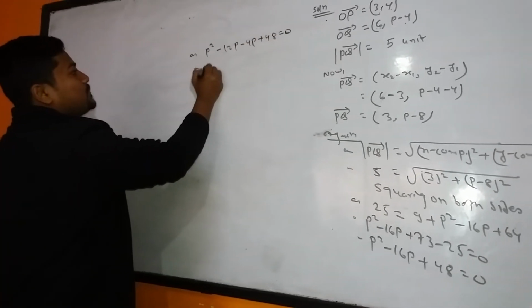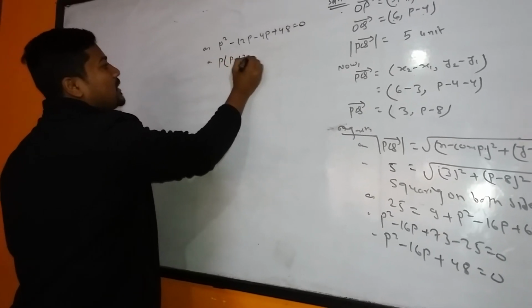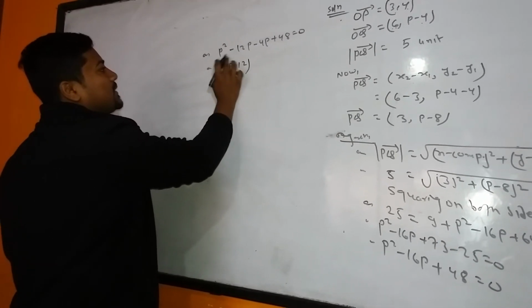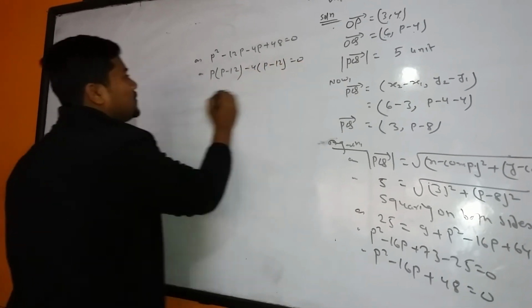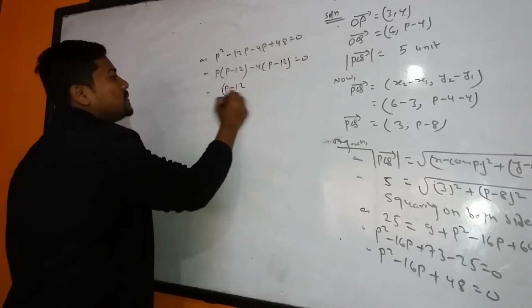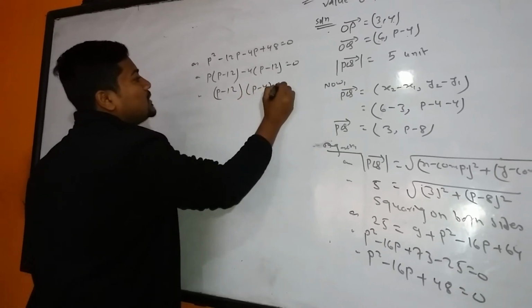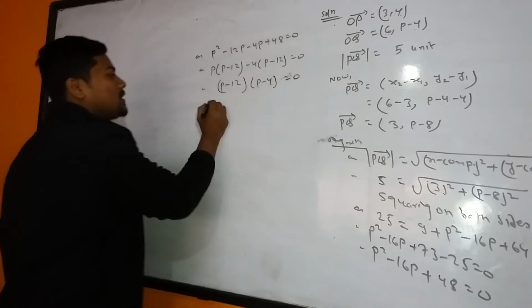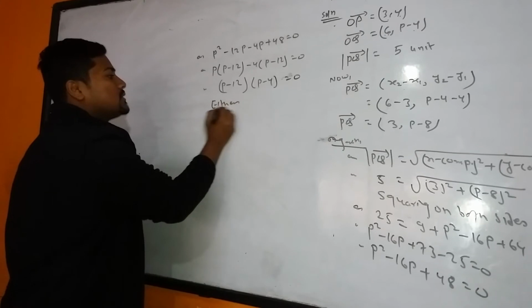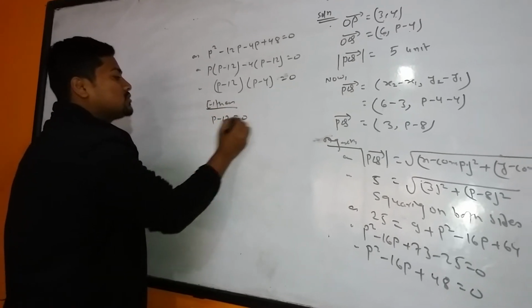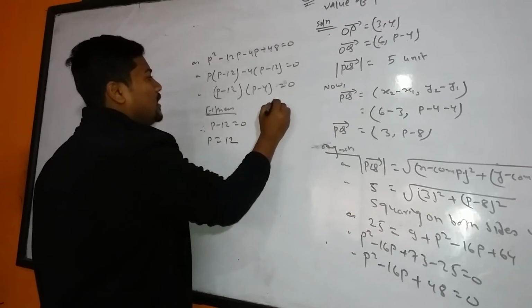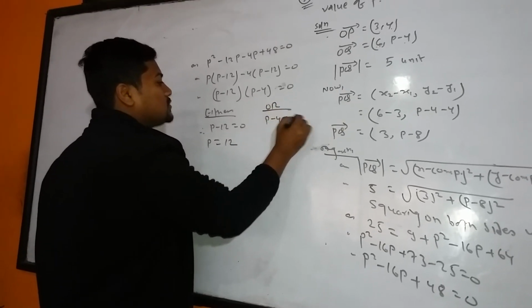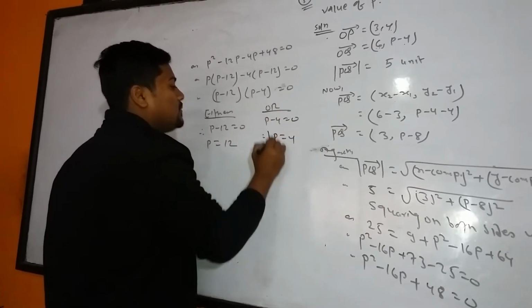So what can we write? P common, then p minus 12, minus 4, p minus 12 is equals to 0. So p minus 12, p minus 4 is equals to 0. So either p minus 12 is equals to 0, therefore p is equals to 12. Or p minus 4 is equals to 0, therefore p is equals to 4.